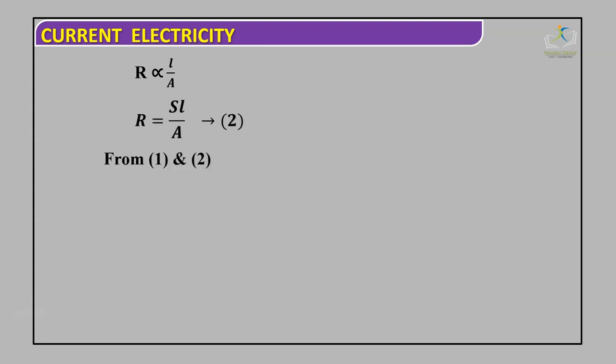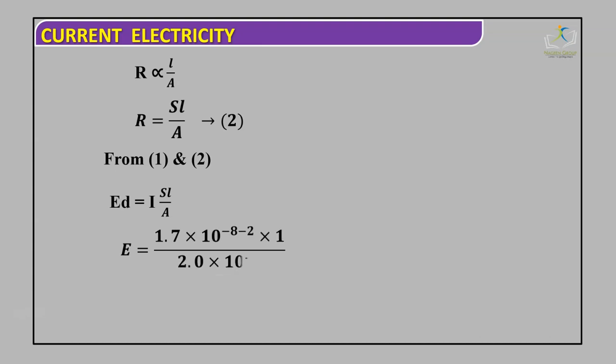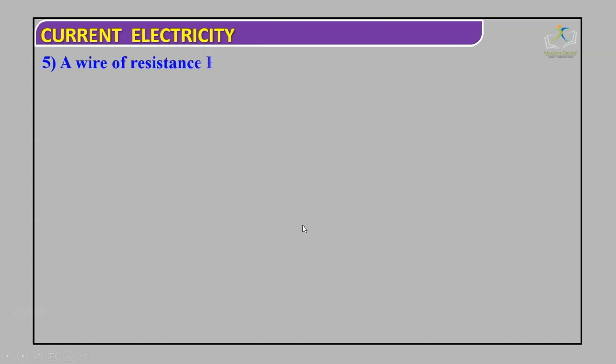From equations 1 and 2, we can say that Ed equals IρL by A, so E equals IρL by A. We just put all these values over there and get the value of E, which is 8.5 × 10^-3. That means the correct option for this question is option 3. Hope you understand the process. Moving ahead with the next question.